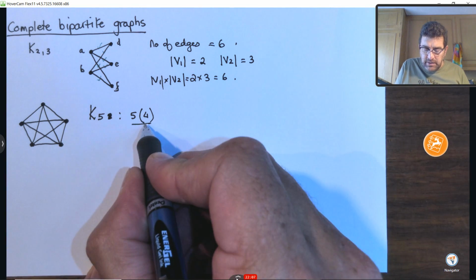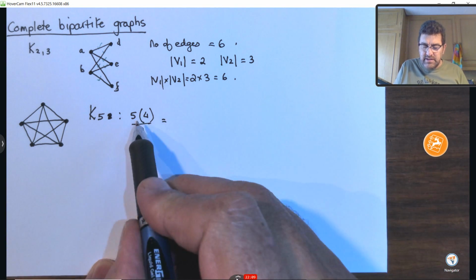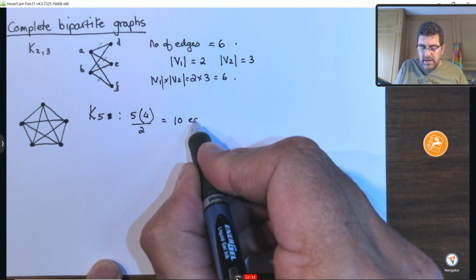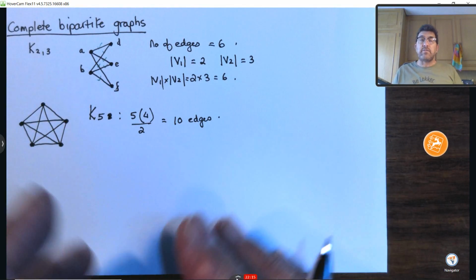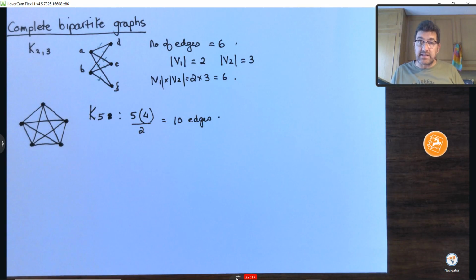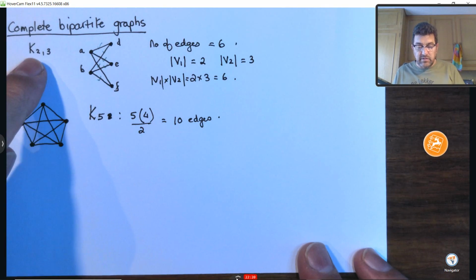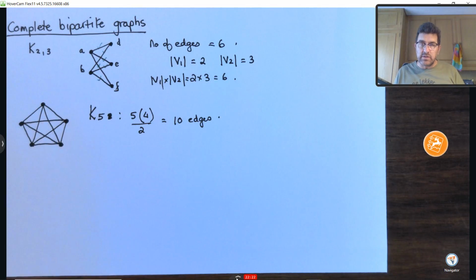The edges are doubled, so if I halve this, I get 10 edges in the complete graph. In a complete bipartite graph, it's easy, because you will have the cardinality of each set of vertices, so you just multiply those two with one another to get the number of edges in a complete bipartite graph. Okay, so that covers our complete bipartite graphs.